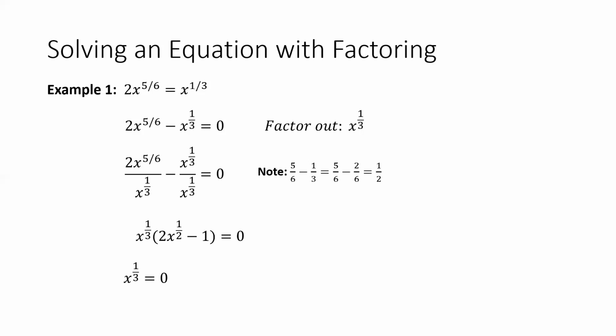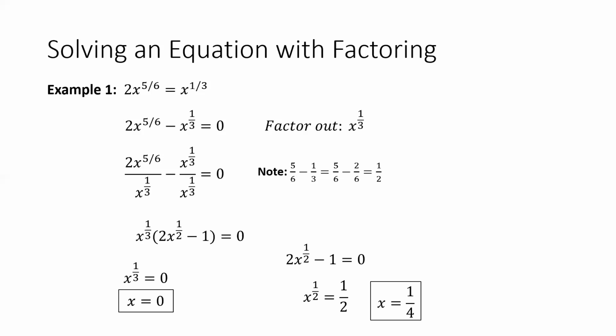And then I solve each of the pieces. So I set x to the 1/3 equal to 0, and then 2x to the 1/2 minus 1 equal to 0. In order to undo a radical, x to the 1/3 is the cube root of x, so I would have to cube both sides, and well, 0 cubed is 0. And on the other one, I would move the 1 over, divide both sides by 2, and then x to the 1/2 is the square root of x. So I would square both sides, and I would get 1/4. 1/2 times 1/2 is 1/4.